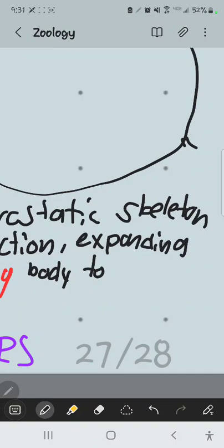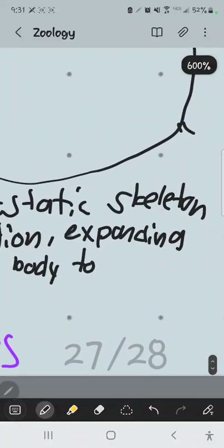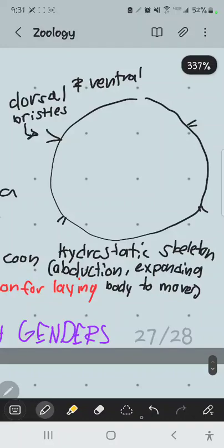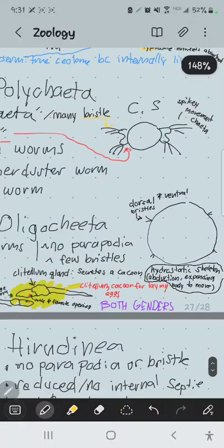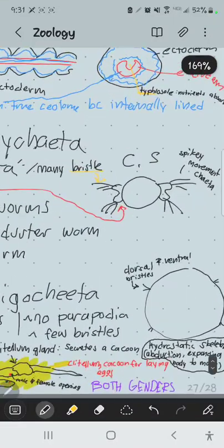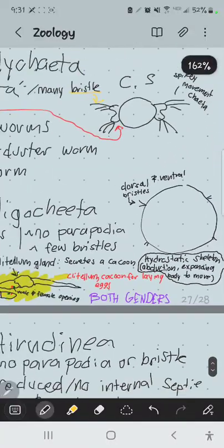And it's because of this hydrostatic skeleton, this water skeleton, that they use to have opposing muscle forces. What they do is squeeze their segments, constrict them, and that elongates the segment and pushes their head forward. Then once they've locked in with their setae, they use their longitudinal muscles to pull their rear end towards their head. So earthworm locomotion is basically using the hydrostatic skeleton of water pressure inside the coelom.